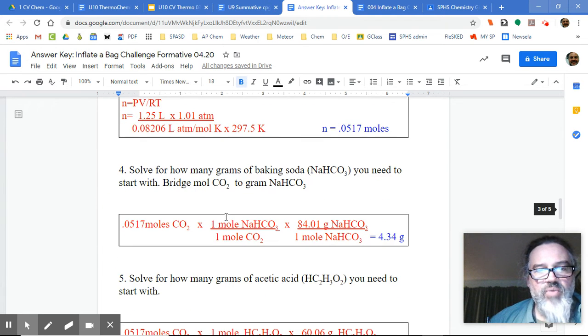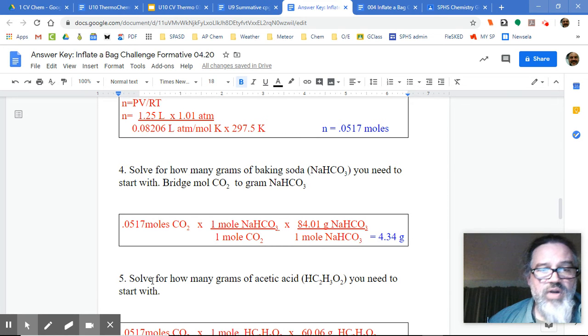The mole ratio is, for every 1 mole of this, it's 1 mole of that. And because of that mole ratio, I put that right here, and then I just multiply by the molar mass of baking soda: 22.9 plus 1.01 plus 12 plus 3 times 16. And so on my calculator I take 0.0157, my answer to number 3, times 84.01, and I end up with that answer. So I need about 4.3 grams if I wanted to make 1.25 liters of CO2.